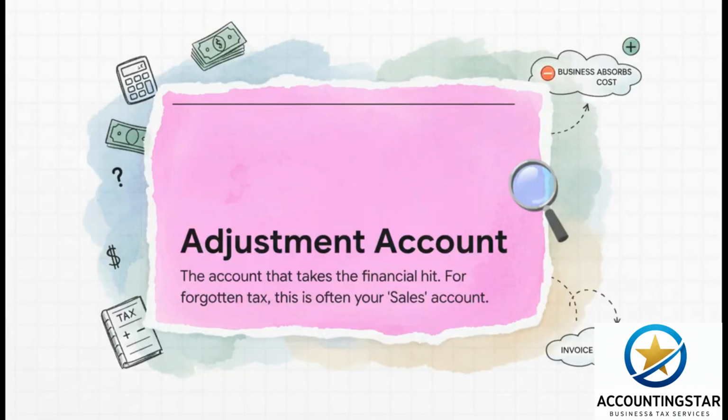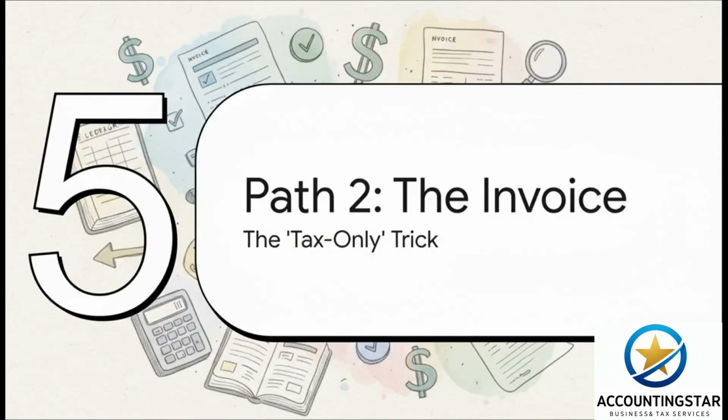So let's talk about this adjustment account, because it's really the key. When you have to pay sales tax you never collected, that money has to come from somewhere, right? By choosing your sales account, you're basically telling QuickBooks, hey, reduce my total revenue by this amount because I have to use some of that money to pay this tax. It's the right way to do it because it correctly shows you actually earned less than you thought on those sales.